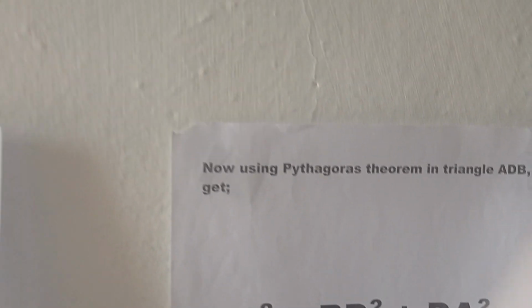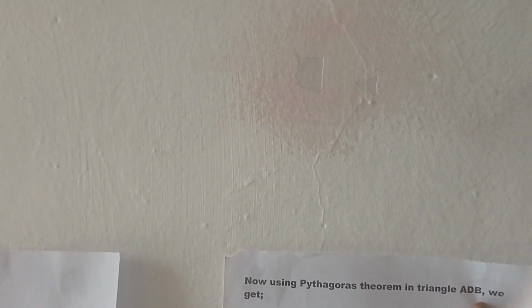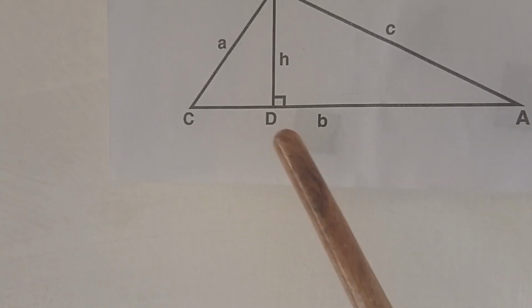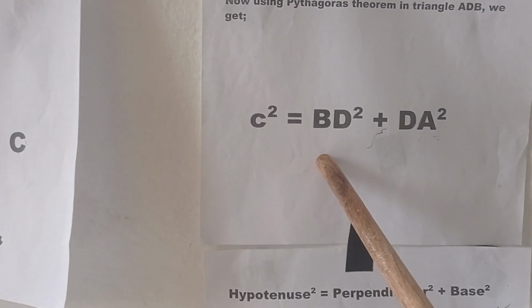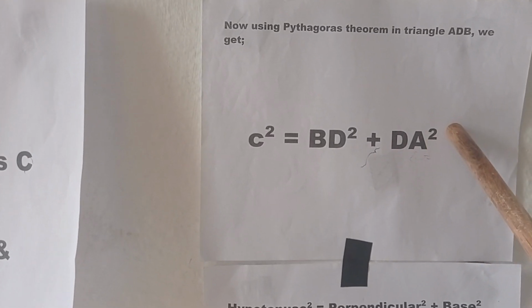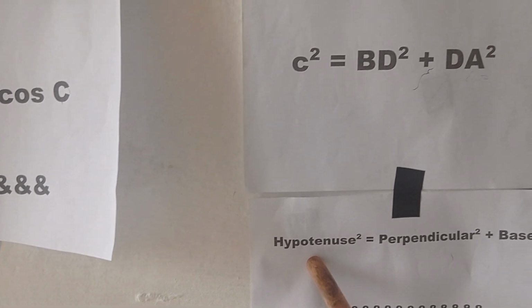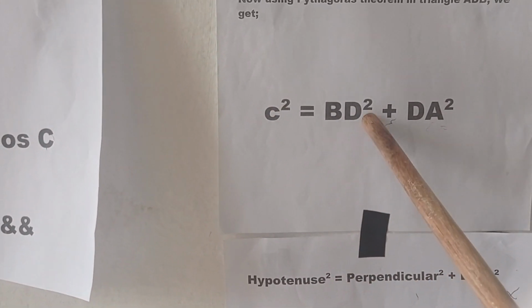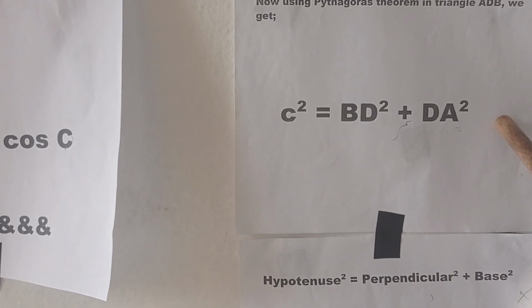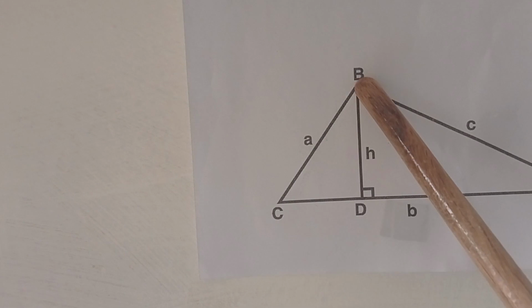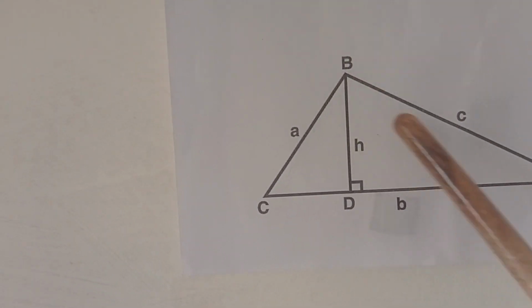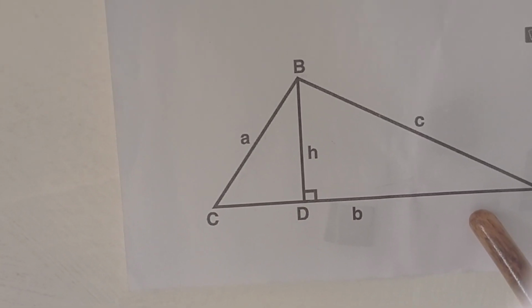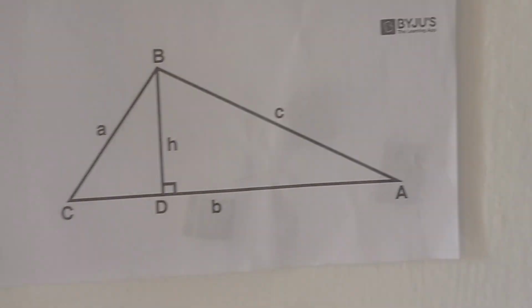Now, using the Pythagorean theorem in triangle ADB, we get C squared equals BD squared plus DA squared. So hypotenuse squared equals perpendicular squared plus base squared. Okay, now we continue here.